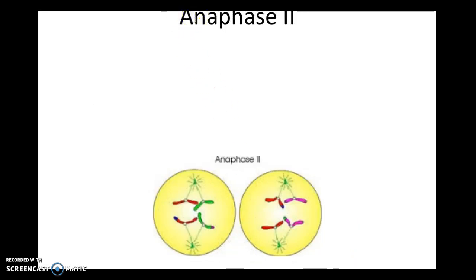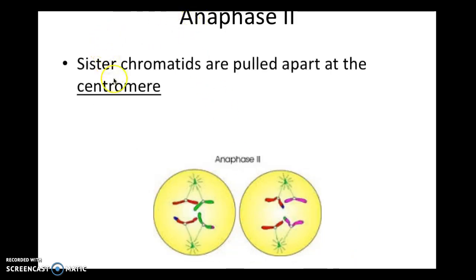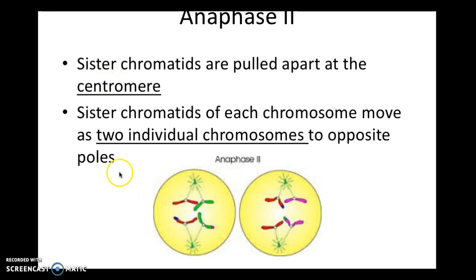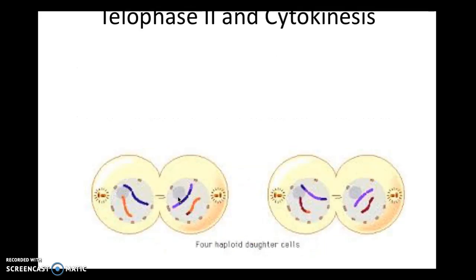Anaphase 2, again, anaphase is away. They're going to be pulled apart at the centromere, so it's like you're ripping off those butterfly wings. And they're going to move as 2 individual chromosomes to opposite poles. Okay, because they are separated, we now call those things a chromosome. Confusing, I know, but deal with it, not a big deal.